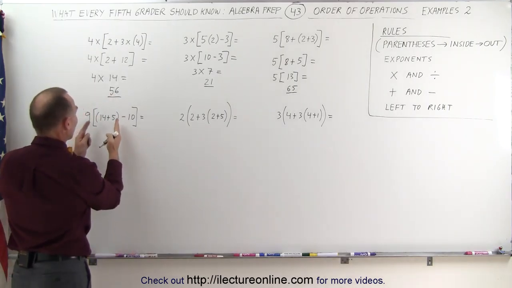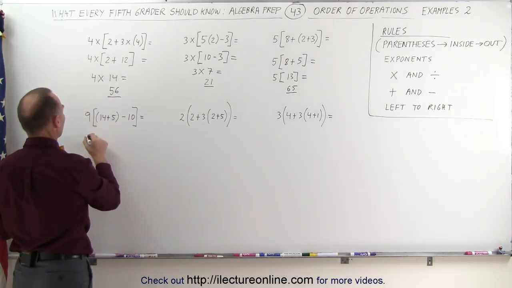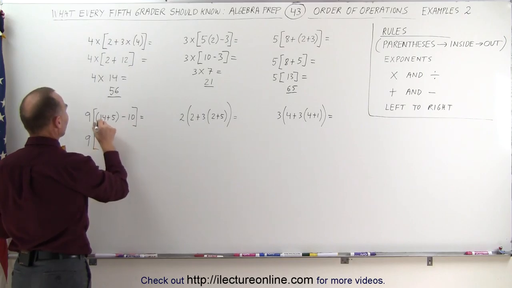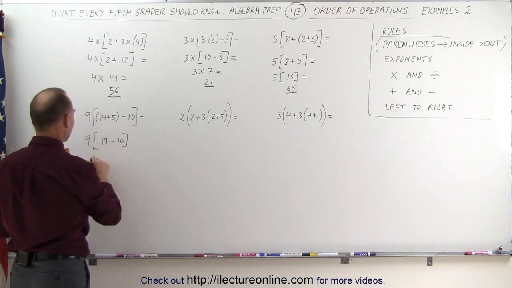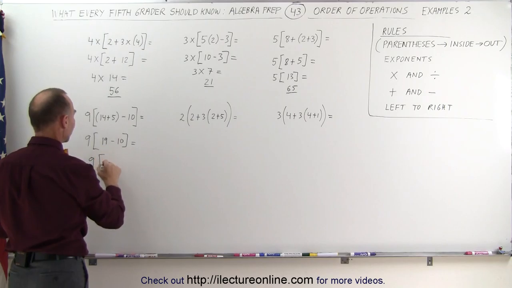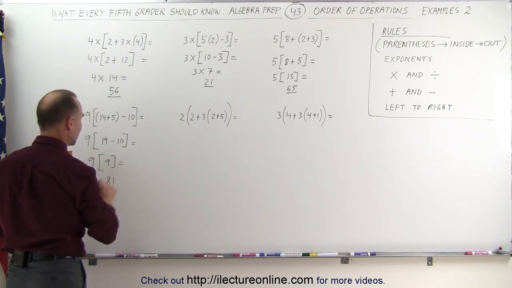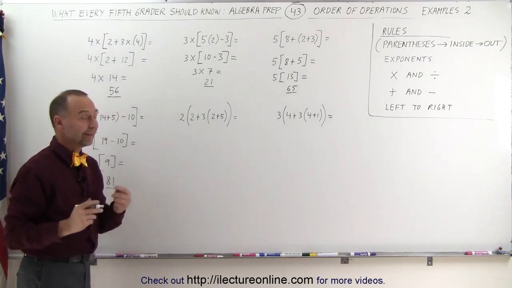Here again, we work out what's inside the parentheses first. So we write 9 times 14 plus 5, that would be 19 minus 10. Now we work out what's here. This can now be written as 9 times 19 minus 10 is 9. And finally, 9 times 9 is 81. Our next one, same thing again.